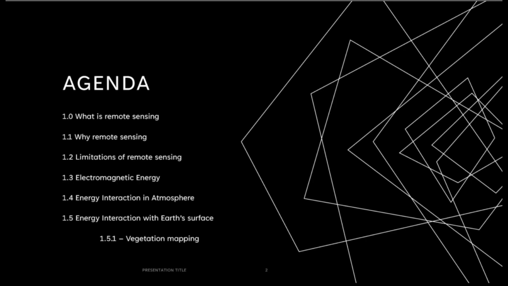Okay, let's start with the agenda. So we will be going over what remote sensing is, why we use remote sensing, the limitations of it, and then a part 2 of this lecture, which will be given next week, will go over the electromagnetic energy interaction in atmosphere, and the energy interaction with Earth's surface, and then vegetation mapping.